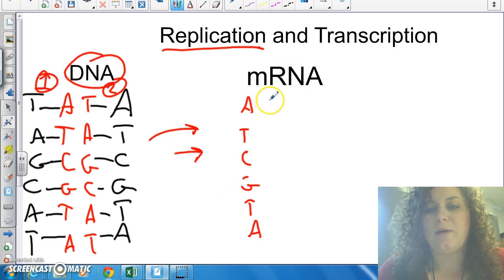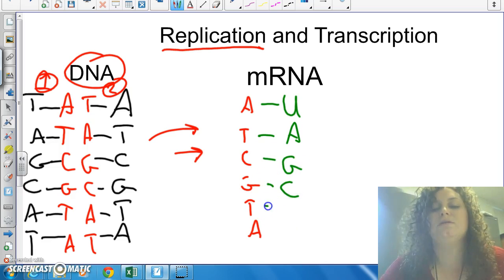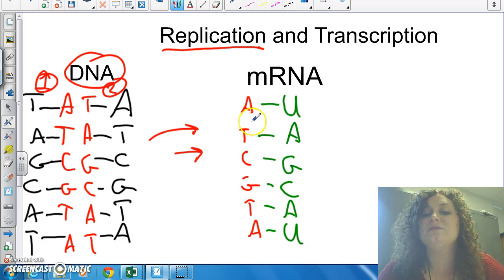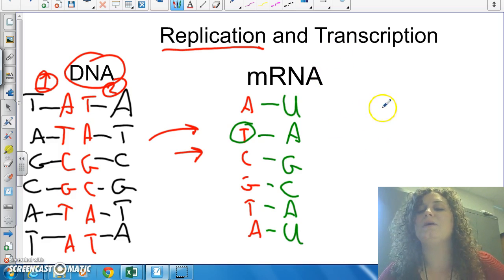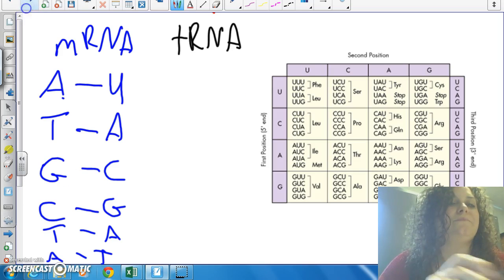All right. So adenine, it instead goes into uracil because uracil is smaller and can go outside the nuclear pore to the ribosome. Thymine to adenine, cytosine to guanine, guanine to cytosine, thymine to adenine, and again adenine to uracil. So now I have my mRNA strand. Okay, so our next step is to still get rid of that thymine. So I need to transcribe it and translate it into tRNA. So we will do that on the next slide.